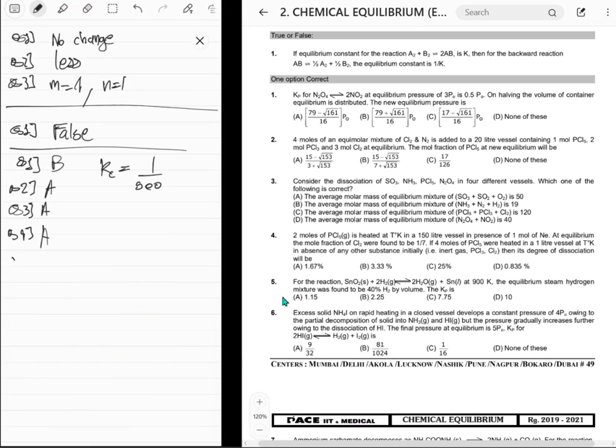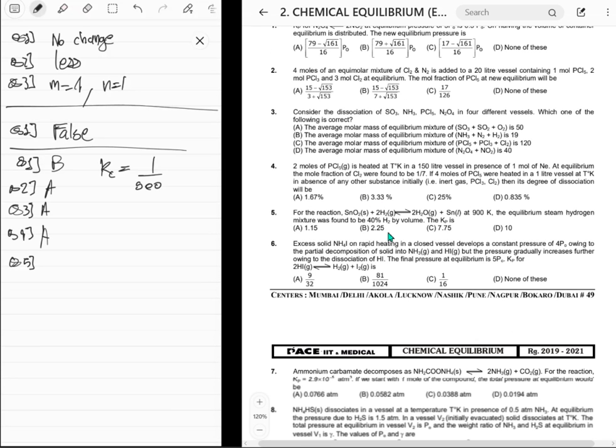Okay, question number 5. For this reaction, the equilibrium steam hydrogen mixture was found to be 40% H2 by volume. Okay, so mole fraction is just 4 by 10, because volume is proportional to moles. Right. The Kp is for this reaction. This thing is solid, this thing is liquid, don't consider that. This is H2 going to H2O. And both are the same moles.